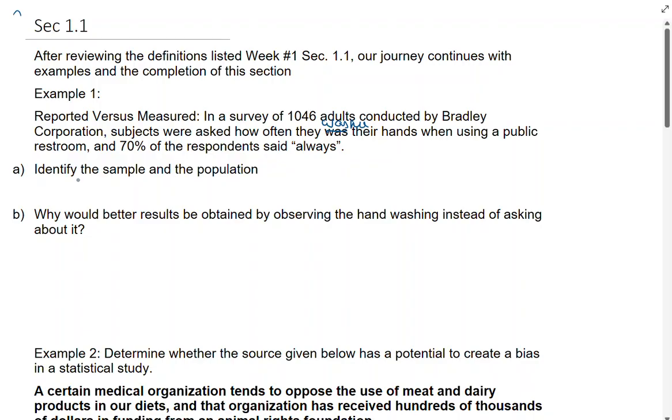Okay, the sample is 1,046 adults out of all people surveyed.